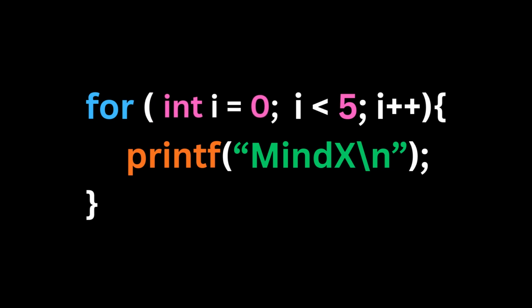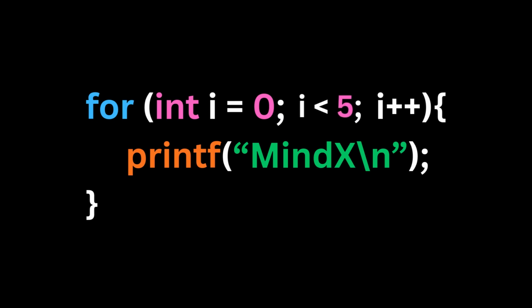Next, we have the condition. Before each repetition, C checks this condition. As long as the condition is true, the loop keeps running. The moment it becomes false, the loop stops and exits. Finally, we have the update. i++ increases the value of i by 1 after each loop.